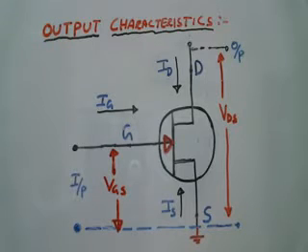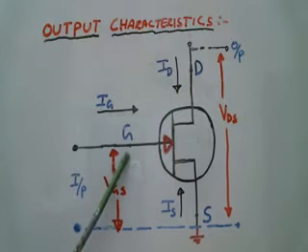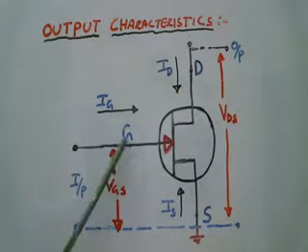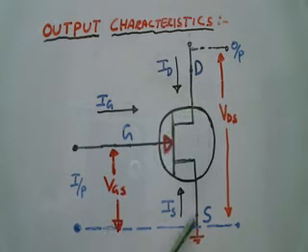In this session, we'll discuss the output characteristics of common source configuration. This is the source terminal. The terminal with an arrow is the gate terminal, and this is the drain terminal. The gate terminal is taken as the input terminal, the drain terminal is taken as the output terminal, and the source terminal is common to both the input side and the output side. That's why it is called common source configuration.